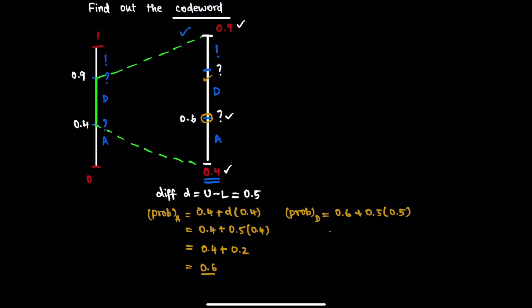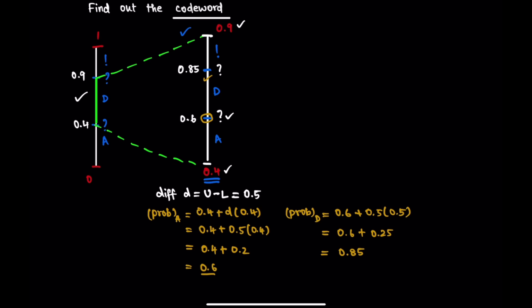Okay, and now we have to calculate this. So 0.5 into 0.5 is 0.25. So 0.6 plus 0.25 is 0.85. So 0.85 is the value of the second middle line. Now the word which was given to us was DAD. So the first letter, D, is completed.